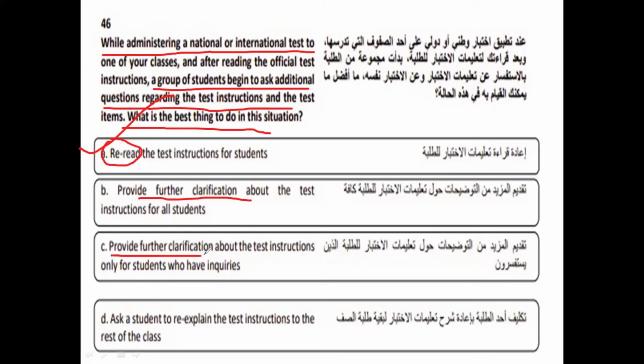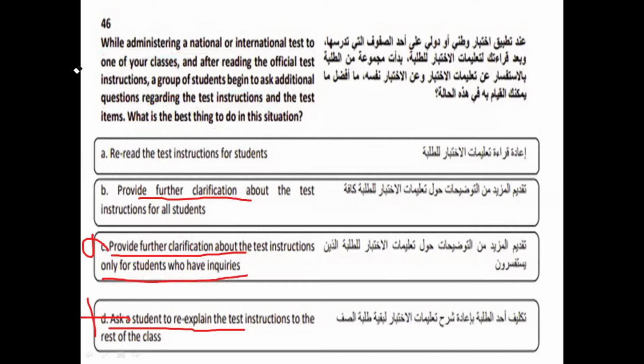Further, provide clarification. Even that we cannot do. It doesn't mean test instructions only for students who have inquiries; we will be reading instructions for all students if anybody raises a hand or has any question regarding them. Ask a student to explain the test. Okay, this is incorrect. We are not going to explain it. So our role is only to read the instructions, nothing more. That's it. This is the scenario-based question, and we should know the parameters of a valid and reliable test.